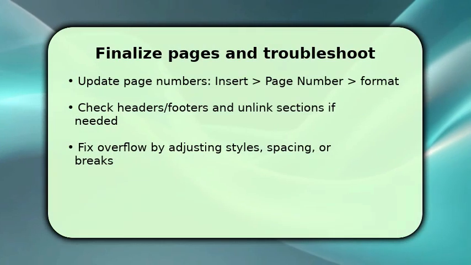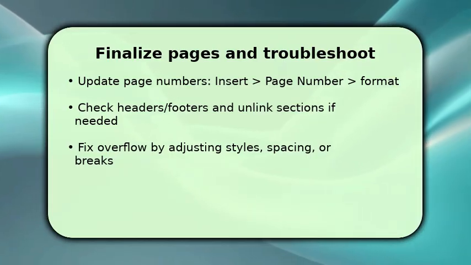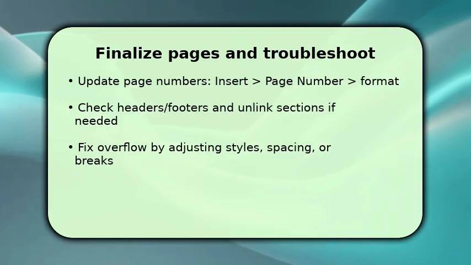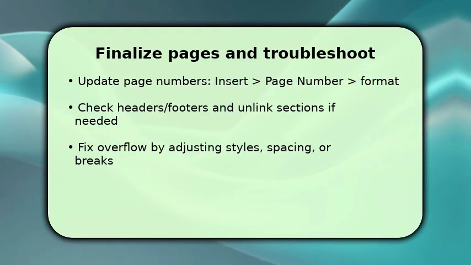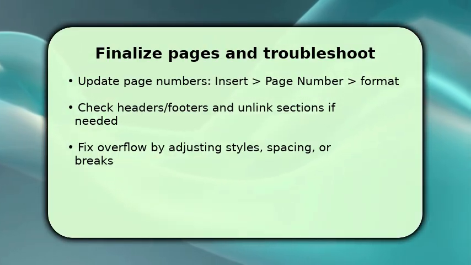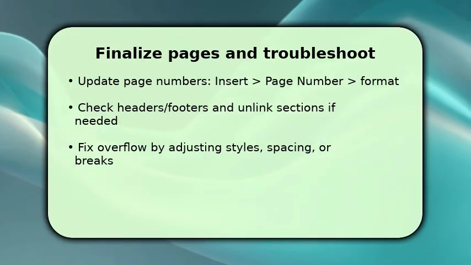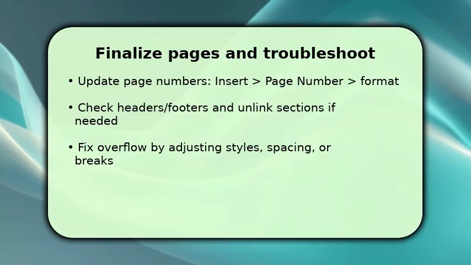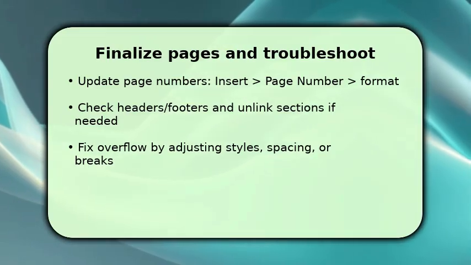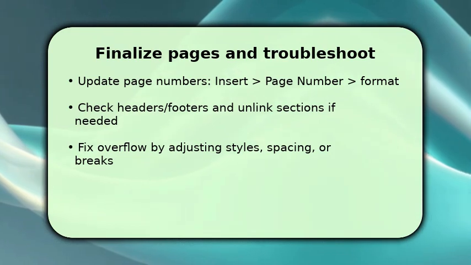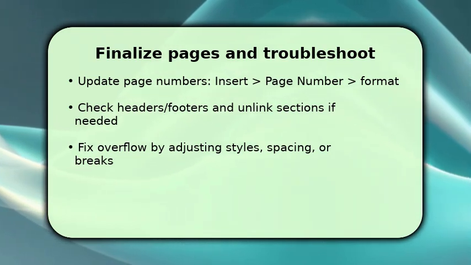To finish, you finalize pagination and verify consistency across the document. Insert or update page numbers through Insert Page Number and format numbering for sections as required. Inspect headers and footers and unlink them between sections when content differs. If content spills unexpectedly, reduce paragraph spacing, modify the style's line spacing, or move a manual break. These changes address flow without altering text.